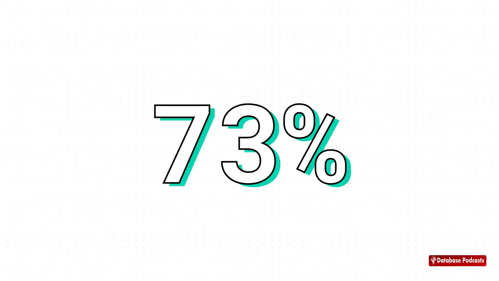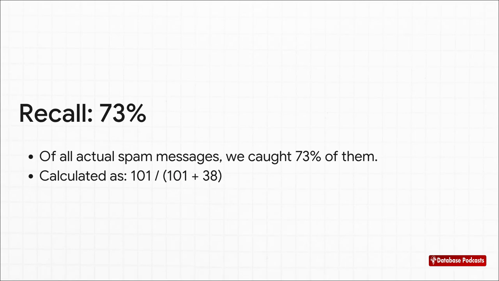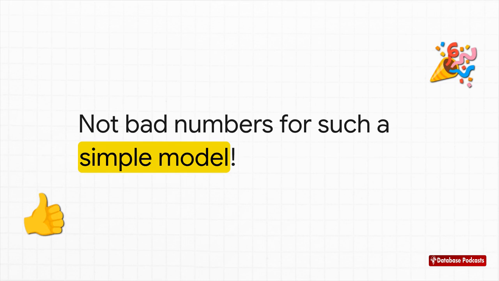Okay, but that's only half the story. What about all the spam that slipped through the cracks and actually landed in the inbox? That's a different question. And for that, we use a metric called recall. This answers the question: of all the spam that was actually out there, what percentage did we manage to catch? So for this, we take our 101 correct guesses and we divide by the total number of real spam messages, that's the 101 we caught plus the 38 that we missed. And this gives us a recall of 73%. So a precision of 75% and a recall of 73%.